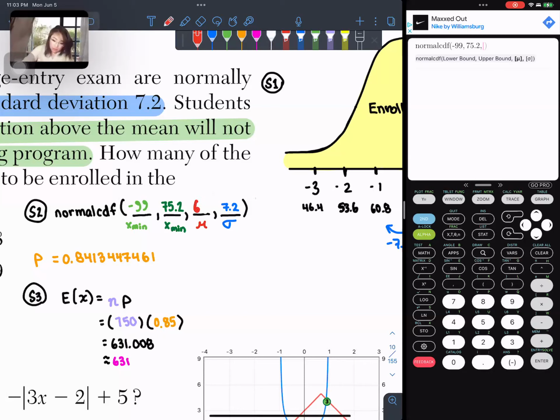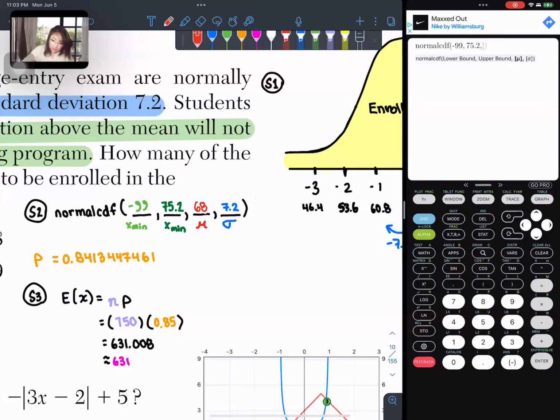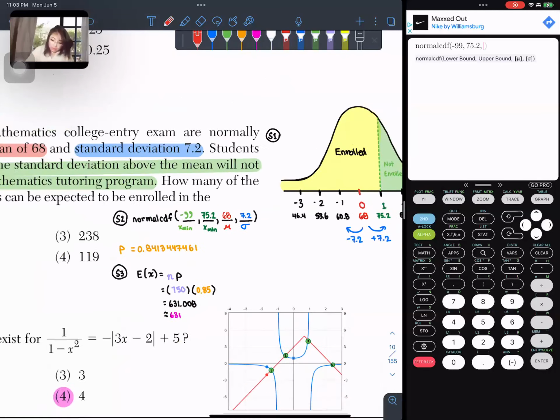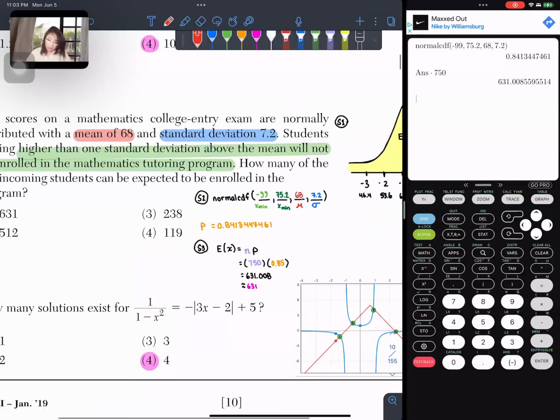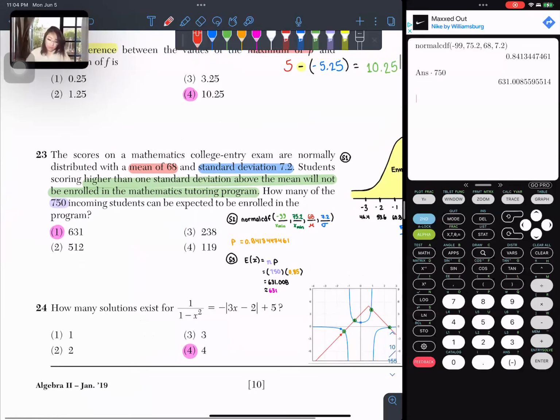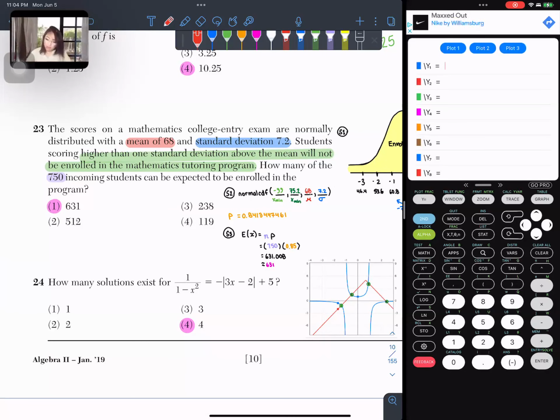So this is 68. Okay. All right. 68 comma 7.2. And then you just times it by 750. Yep. You don't have to show all this work, friends, for multiple choice. Quick and easy. Yeah, the last one, I wouldn't even bother solving this by hand.